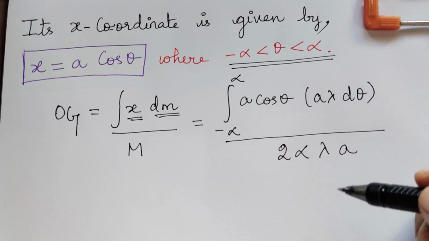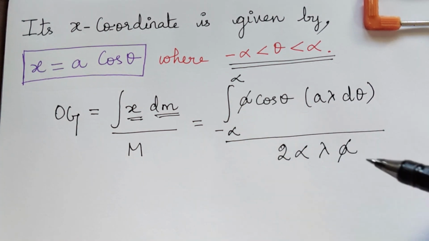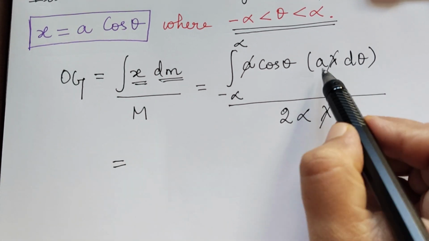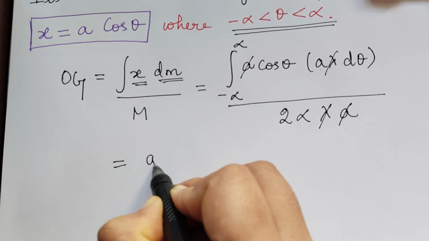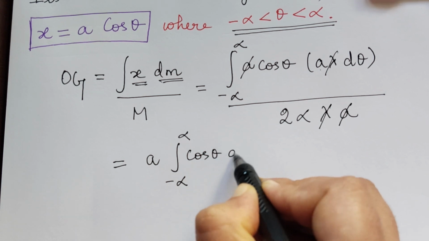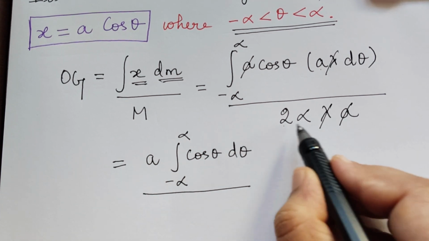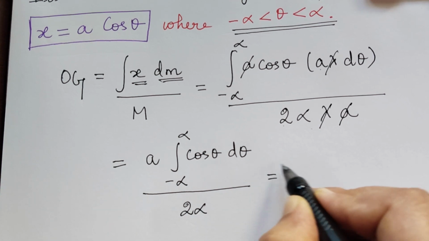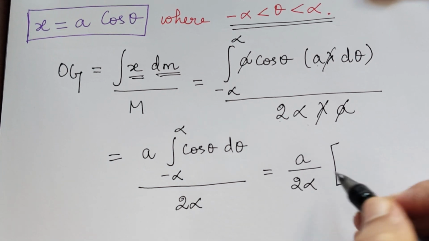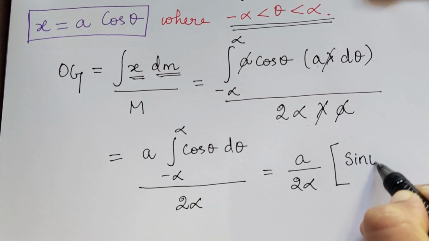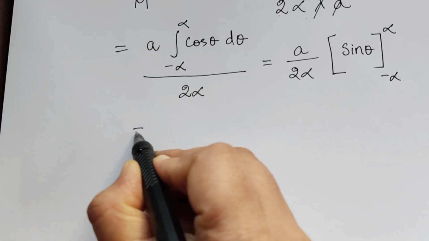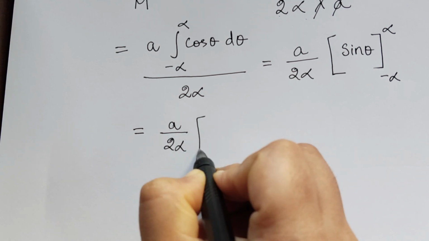Now we check whether we are able to cancel the terms. Yes, we can cancel the A and the lambda. This A is a constant which can be taken out of the integral. So A times the integral from negative alpha to positive alpha of cos theta d theta, the whole divided by 2 alpha in the denominator, which is A divided by 2 alpha. And what is the integral of cos theta? Cos theta, when integrated, becomes sin theta, between the limits minus alpha to plus alpha.